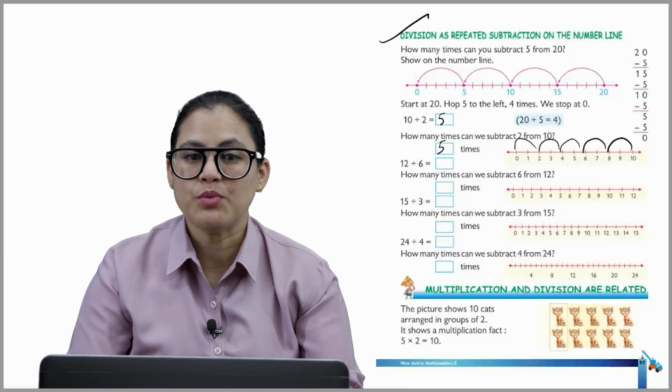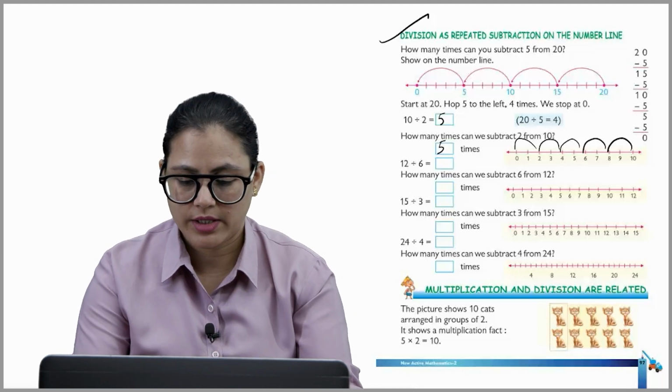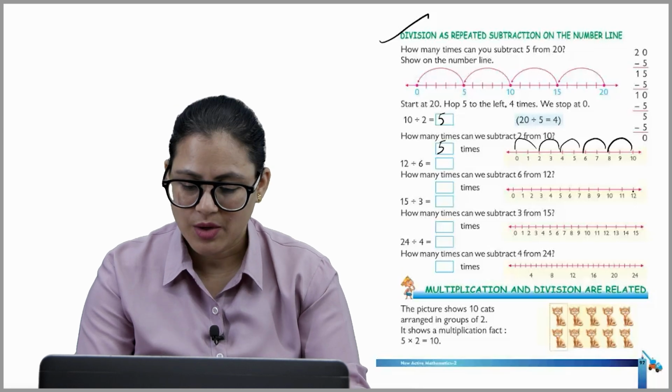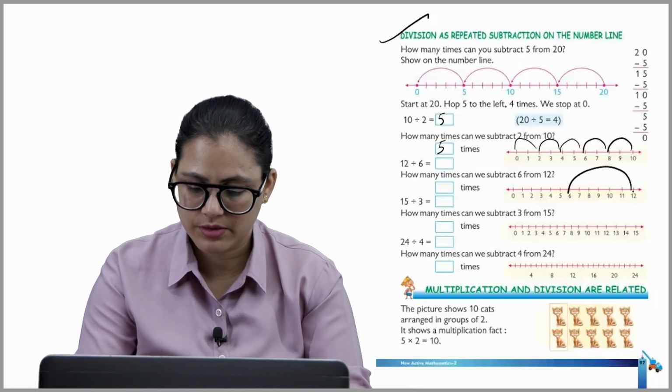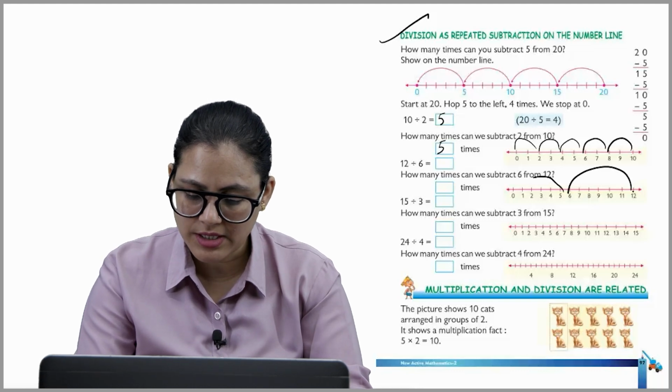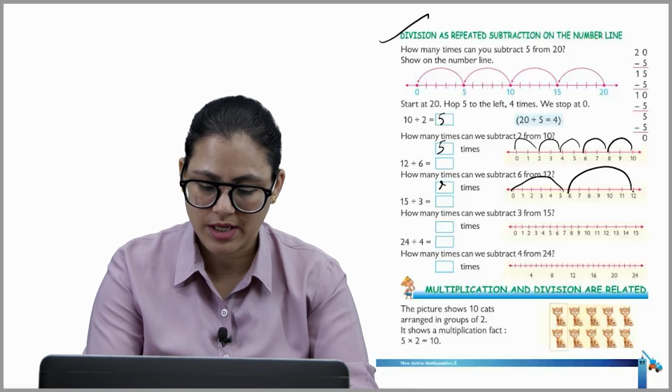How many times can we subtract 6 from 12? Okay, we'll start from 12. 1, 2, 3, 4, 5, 6. Here we go. So how many times? Only 2 times. Okay.